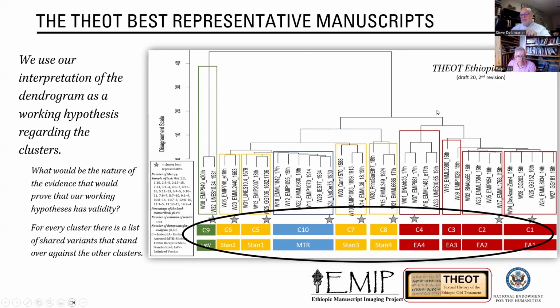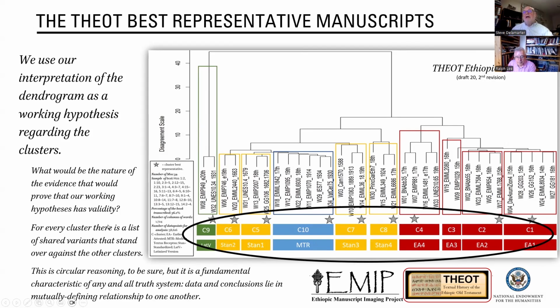And it is precisely those lists that distinguish not only the big superclusters from one another, but then every other fork in the road to distinguish even these very small. This is going to be a very small list. This is going to be a large list, just based on the percent difference represented by these. So for every cluster, there is a list of shared variance that stands over against the other clusters.